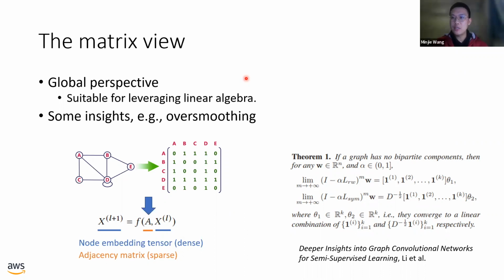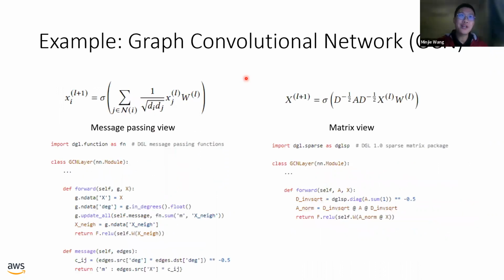You can see these two views and these two languages are complementary. They provide different insights into graph neural networks. That's why, when you grab a research paper from the graph neural network domain, you will see some people using the message passing formulation, and some people using the matrix formulation, because they focus on different aspects. And sometimes these views are actually interchangeable.